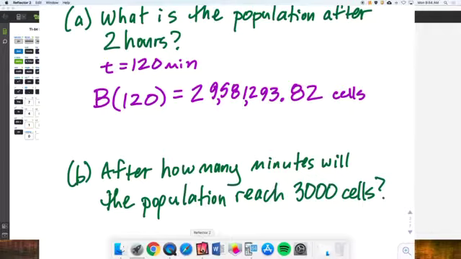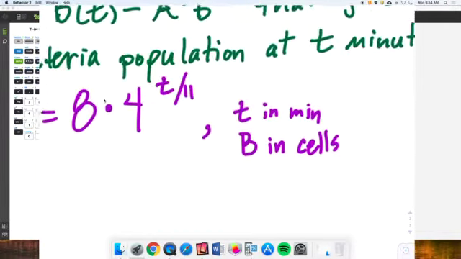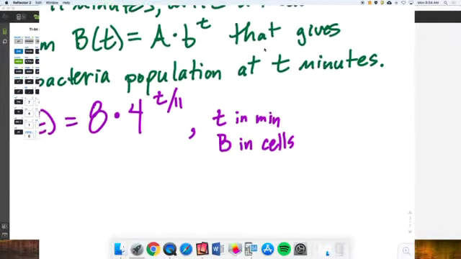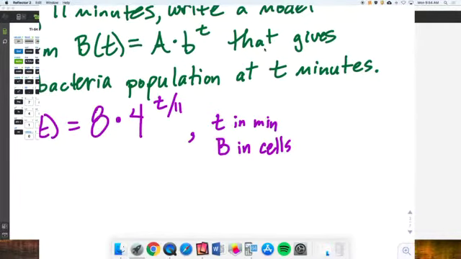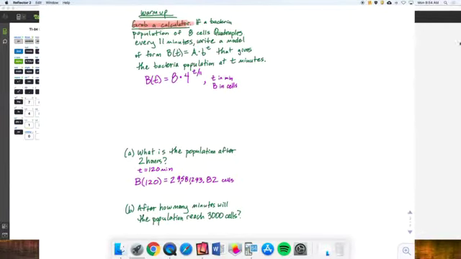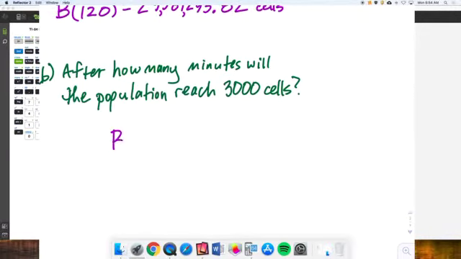All right, so the other way we can use the model is if I give you a dependent variable, an output. That's like B. After how many minutes will the population reach 3,000? 3,000 is now a B value. Now, when we learn logs, you're going to actually set this part of the equation, 8 times 4 to the t divided by 11, equal to the number and solve it algebraically. But that's not how we're doing it today, or on Thursday on the test. So all you have to show me is that B of t equals 3,000. That's the quicker way to do it because that's the name of the function. B of t equals 3,000. So that tells me now what equation you're solving.